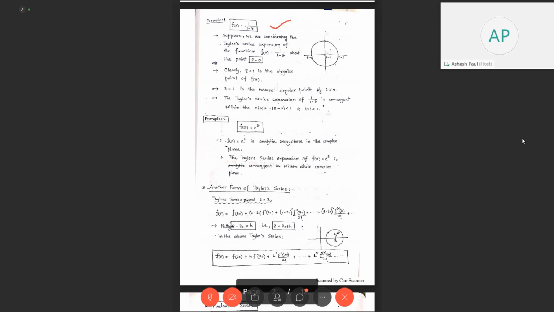And we are considering the Taylor series of the function f(z) about the point z equal to 0. So clearly z equal to 1 is the singular point and it is the nearest singular point, since there are no other singular points. The distance between z equal to 0 and z equal to 1 is 1. So the Taylor series expansion of this function is convergent within the circle |z - 0| < 1, that is, the circle whose center is at the point 0 and whose radius is 1 unit.